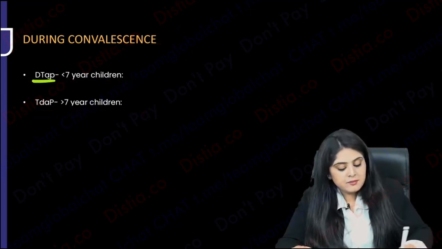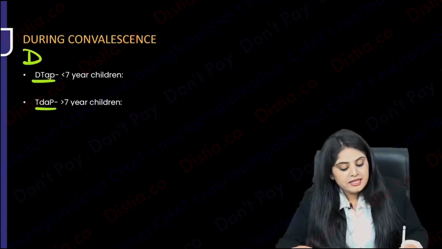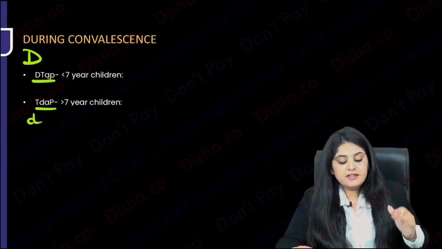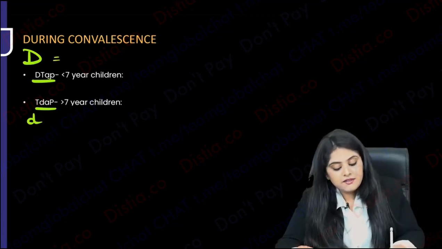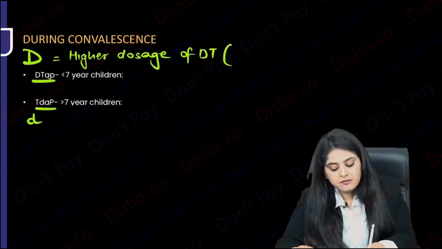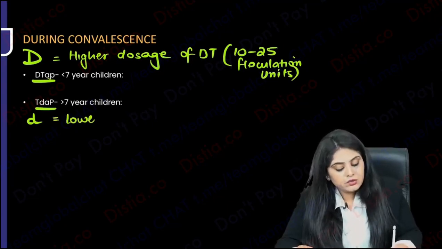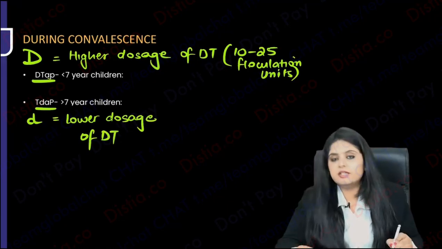Either we can give DTaP or we can give Tdap. What's the difference, ma'am? In one the D is capital, in the other the d is small. When I have a capital D, I have a higher dosage of diphtheria toxin, somewhere between 10 to 25 flocculation units. Whereas if I have a small d, this means I have a lower dosage of diphtheria toxin, right?